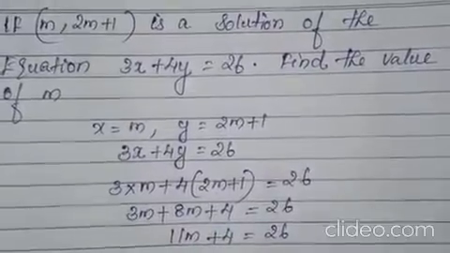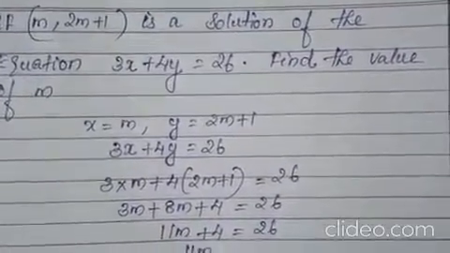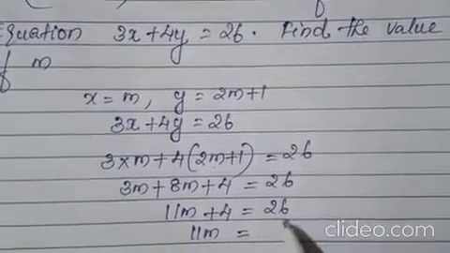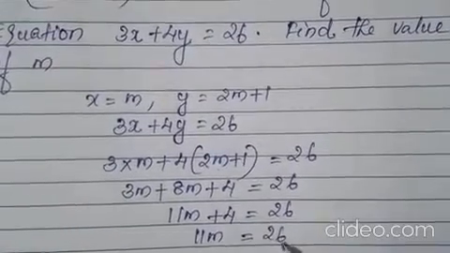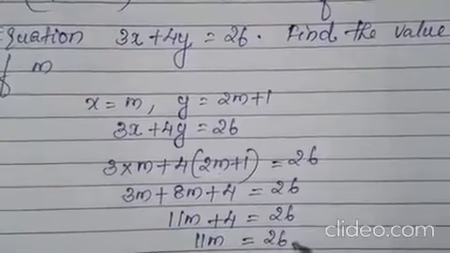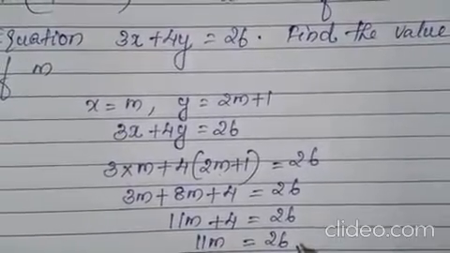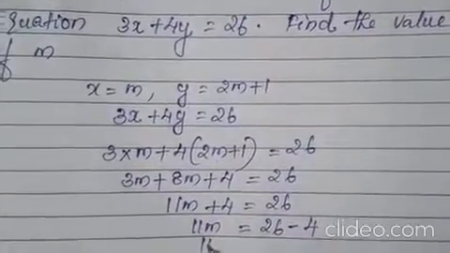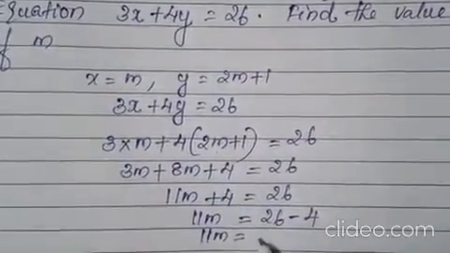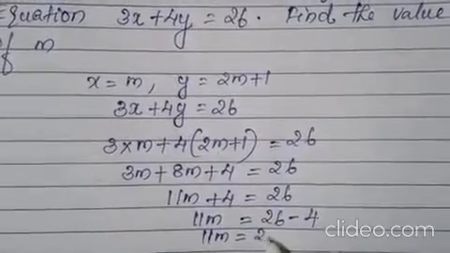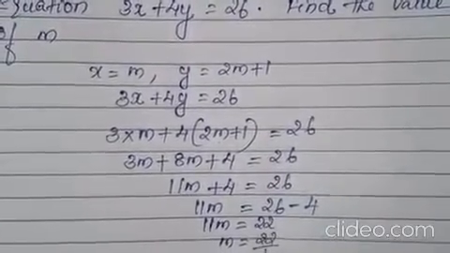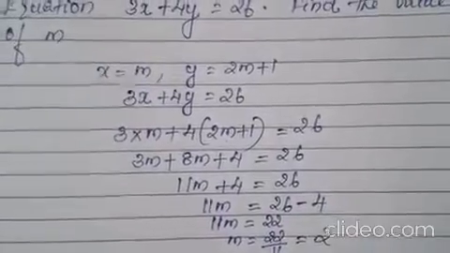Then we have to find 11m. Variables always come on the left side and the constant on the right side. The constant here, 26, is there. Plus 4 goes from LHS to RHS, and while transporting it, the sign will change. It will be minus 4. So 11m is equal to 26 minus 4, that is 22. Understood? So m is equal to 22 by 11, that is 2. Understood?